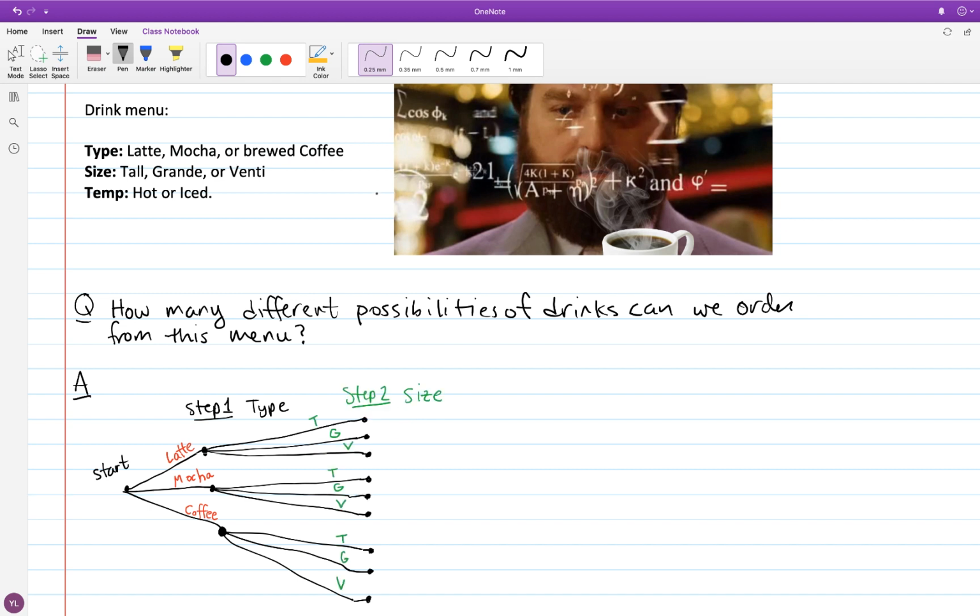Okay, so as I enter step number 3, I've got 9 situations I could find myself in, and I'm ready to make my last choice, which is step 3, the temperature. And I understand of these 9 situations, I can go one of 2 ways, hot or iced. So let me try and squeeze in those branches.